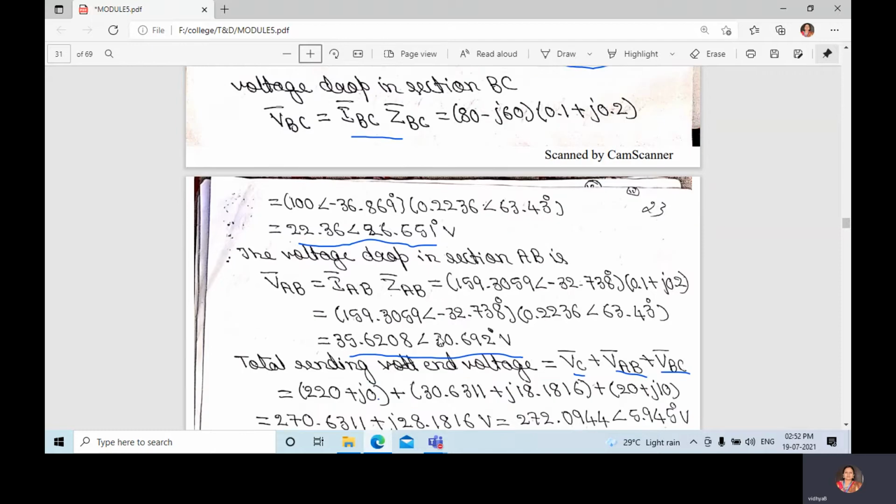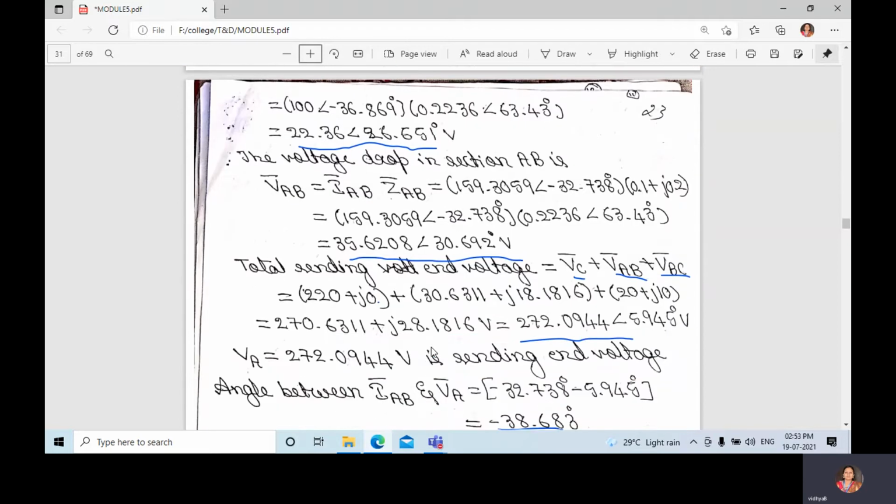Next is the voltage drop in section AB. Voltage drop means current into impedance. That is, VAB is equal to IAB into ZAB. We know the values, right? So substitute, and you will get 35.6208 at angle 30.692 volts.